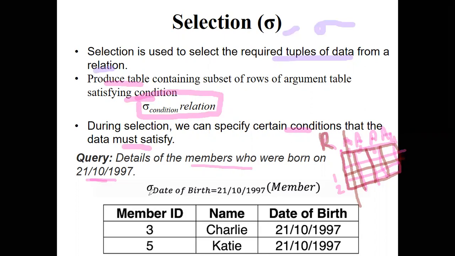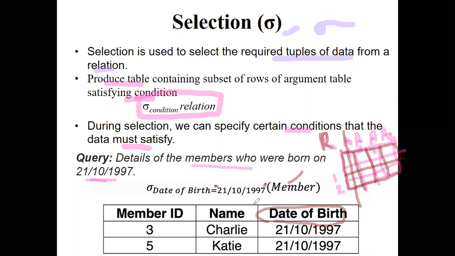So here, sigma date of birth. I have given the column name as date of birth, right? Date of birth is equal to, and if it is a character value, we give it in single quotes, 21/10/1997. That is the format we have, and the table name we give like this.